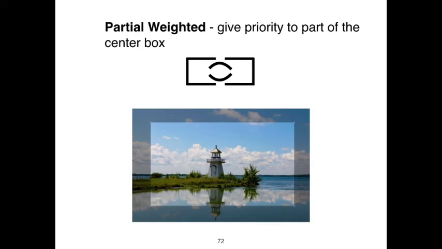Most cameras have this selection where the border area is pretty much ignored. This is good for photos where the border is either too dark or light when compared to the center of the photo area.